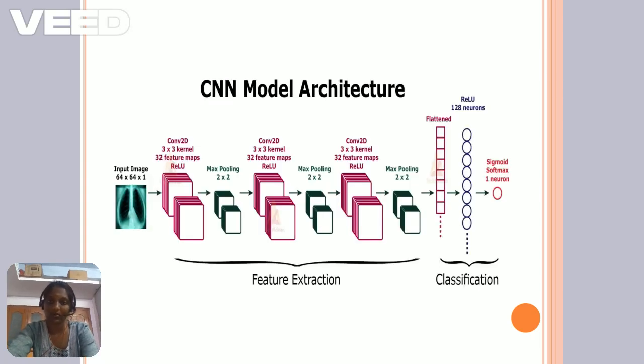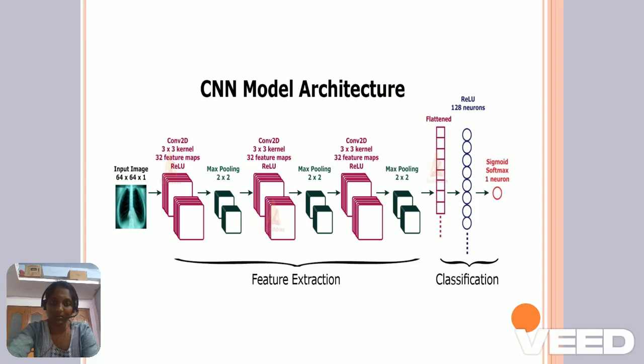Let us see the CNN model architecture. This is the CNN model architecture. The first is the input image, then feature extraction, and last is classification.